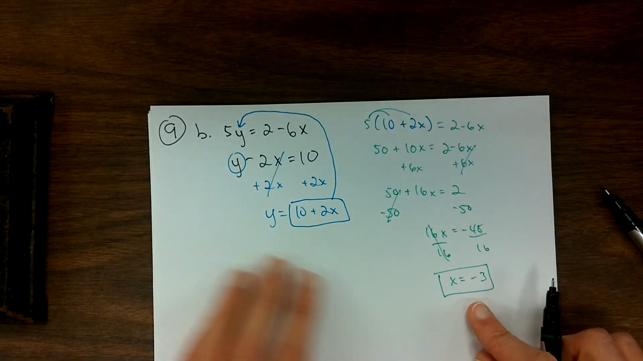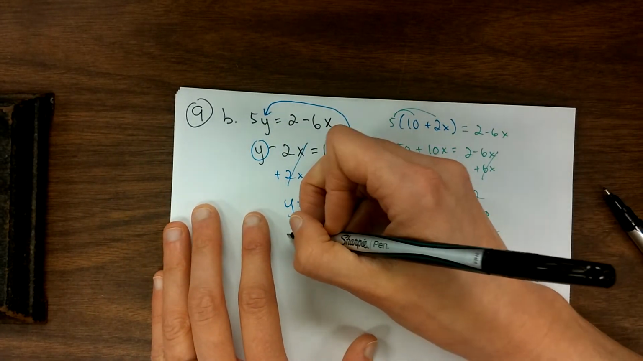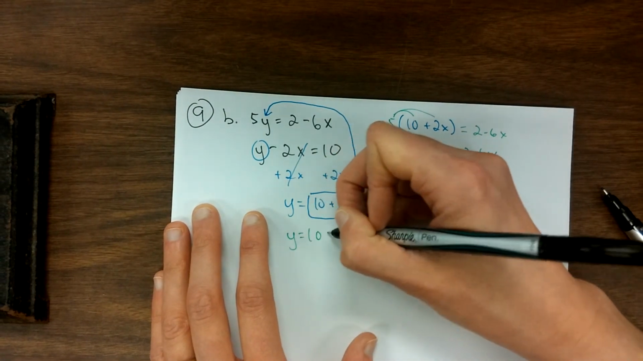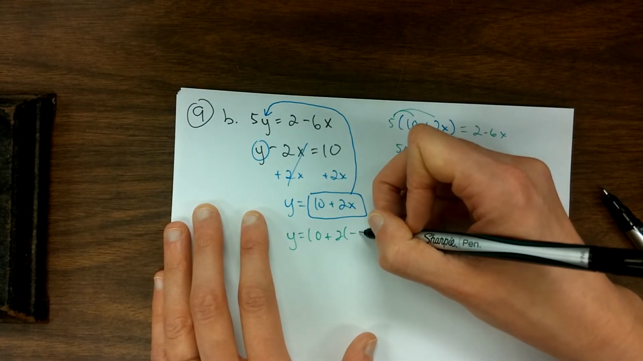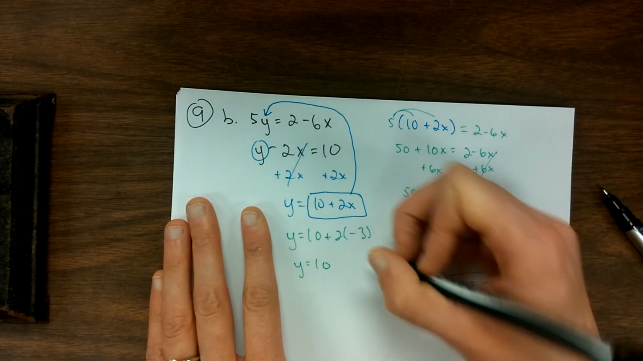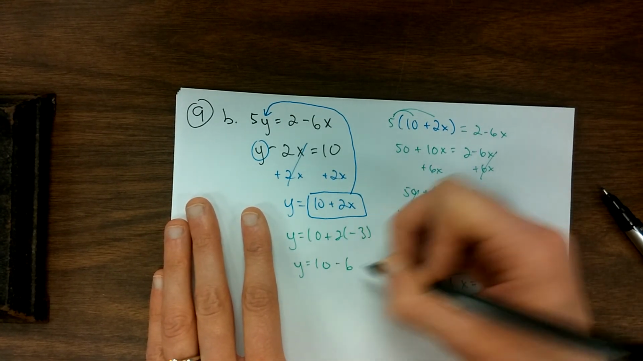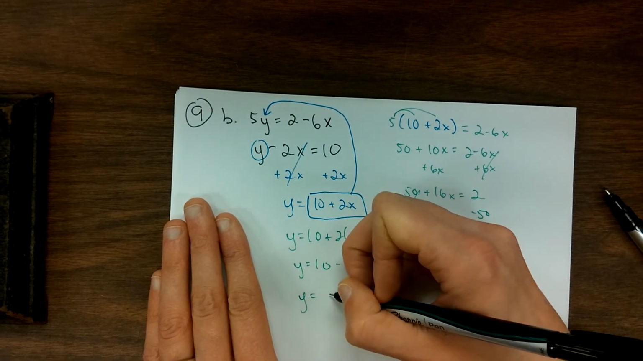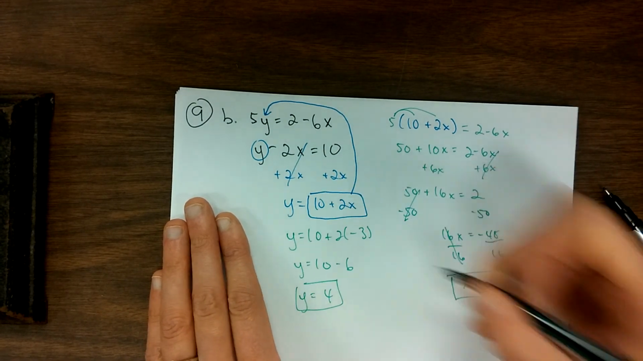And now that I know x is negative 3, I can come back here to where it's solved for y. And I can replace x with negative 3 and then simplify. So 2 times negative 3 is negative 6. 10 minus 6 is 4, so y is 4.